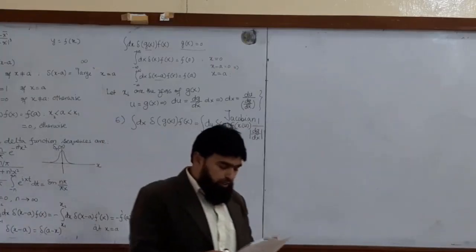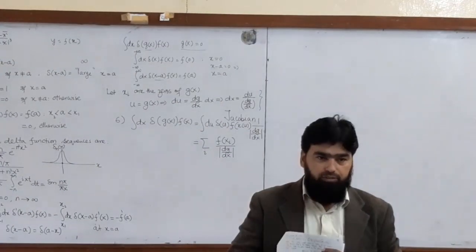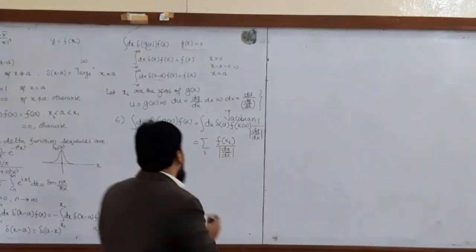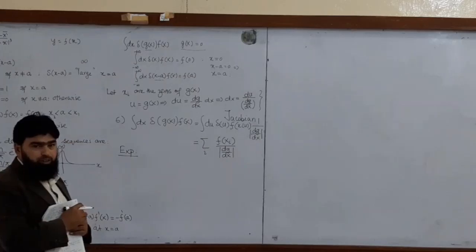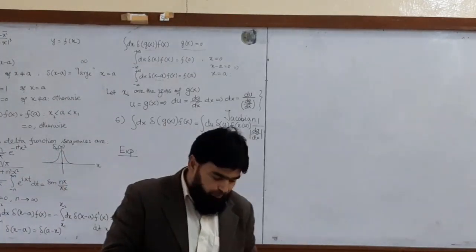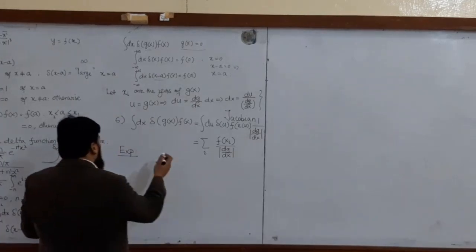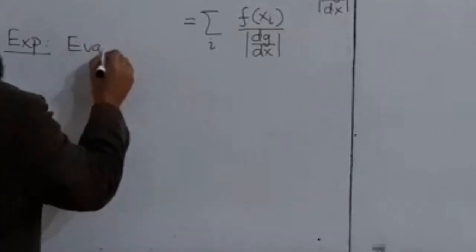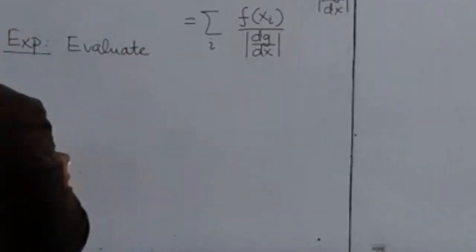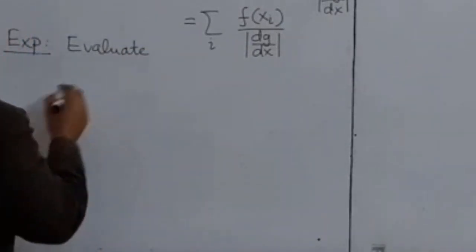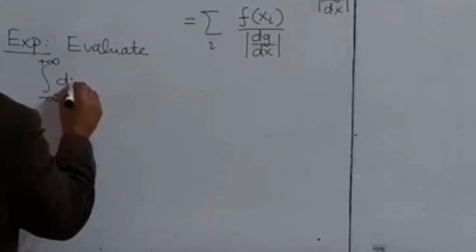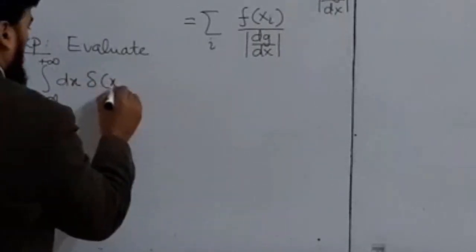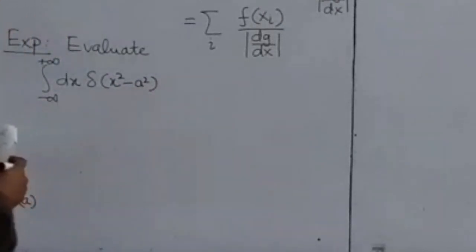Now it is really hard to understand this thing, so we will try to solve an example on this one, and then you will understand how this thing is equal. Let's say we have to evaluate the integral from minus infinity to plus infinity, dx, delta of (x squared minus a squared), and here is x squared.